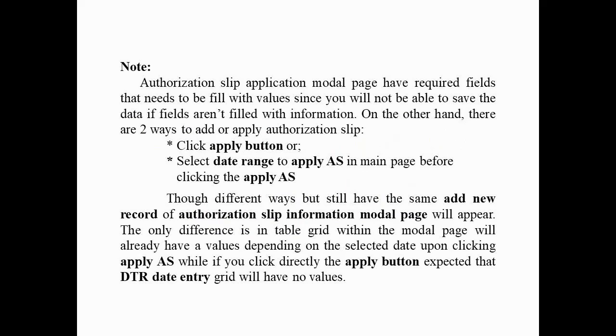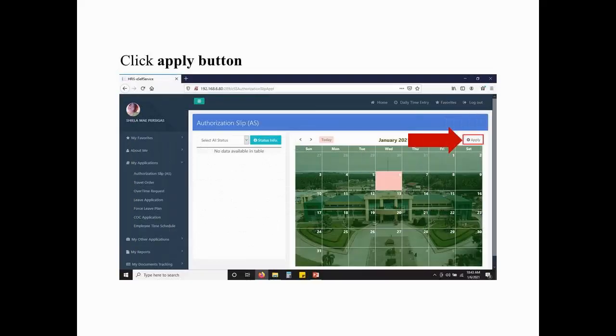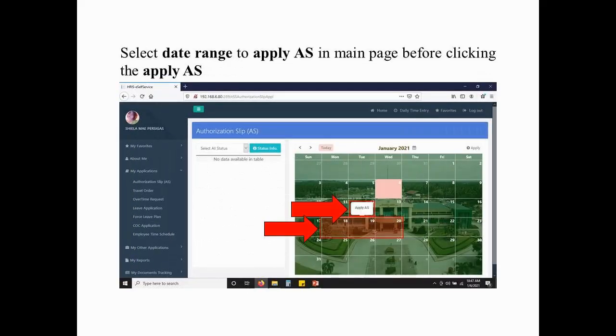In the main page, before clicking Apply for Authorization Slip, though the ways are different, the same Add New Record modal page will appear. The only difference is in the authorization slip time covered tab, where the grid will already have values depending on the selected date upon clicking Apply for Authorization Slip, while if you click the Apply button directly, the authorization slip time covered tab grid will have no values.